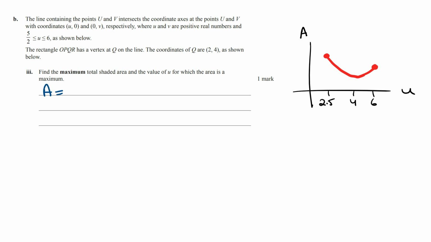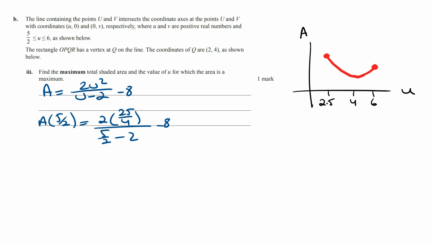We know that the area is equal to 2u squared over (u minus 2), and then minus 8. And so evaluating A of 5/2, this is going to be 2 times (5/2) squared, which is 25/4, over 5/2 minus 2, and then minus 8. Simplifying this, these two will cancel out and we're going to get a 2 at the bottom, and so this is going to be 25/2, divided by 5/2 minus 2, we're going to get a half, and then minus 8. These two will cancel out, and so we're going to get 25 minus 8, and so this is going to be 17 square units.